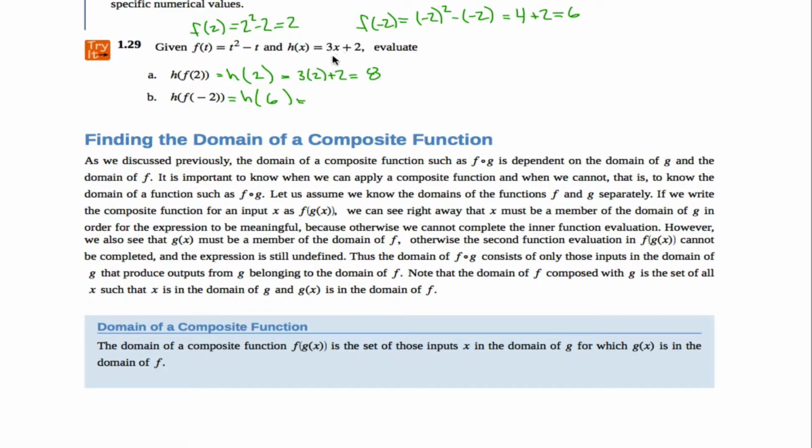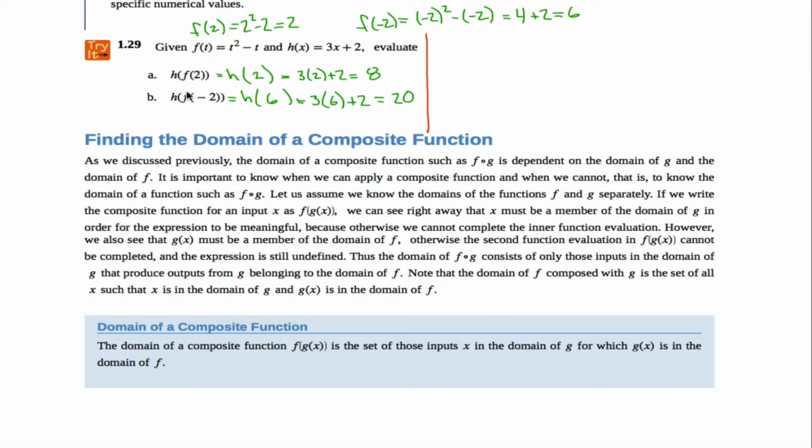Which is easy enough to figure out because I have h of x right here. So h of 6, I would just replace all of the x's with 6's. So 3 times 6 plus 2, 18 plus 2, I get 20. Perfectly good, that will always work. I think of that as more of the beginner way of doing this because there's kind of a clever way to solve this problem as well.